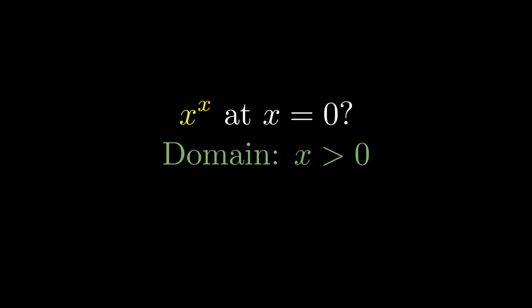Before we dive into solving this, let's first think about where solutions could even exist. What happens if we plug in x equals 0? Well, x to the x would become 0 to the 0, which is one of those indeterminate forms that doesn't have a well-defined value. So we can rule out x equals 0 right away. What this means is we're only looking for solutions where x is positive.